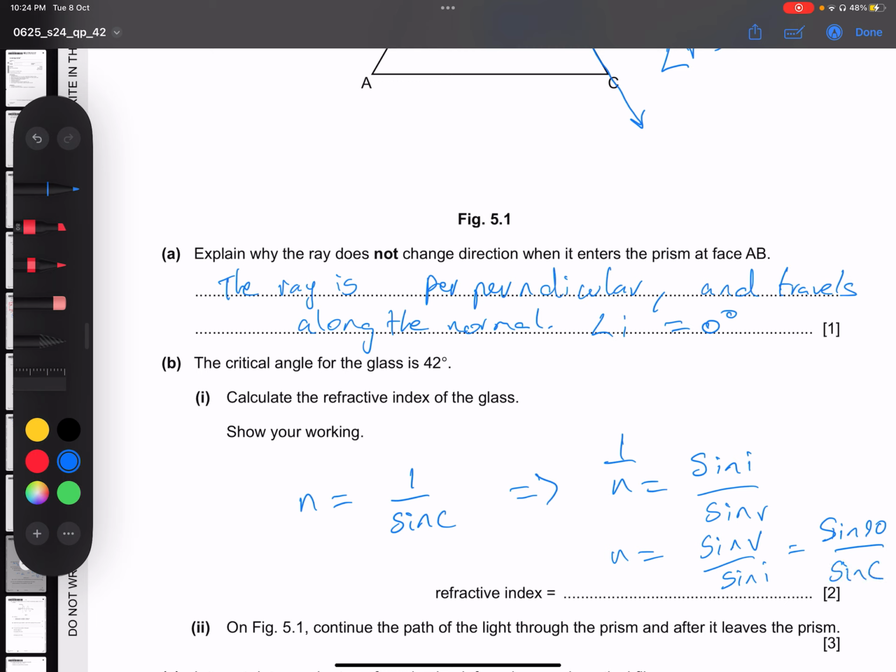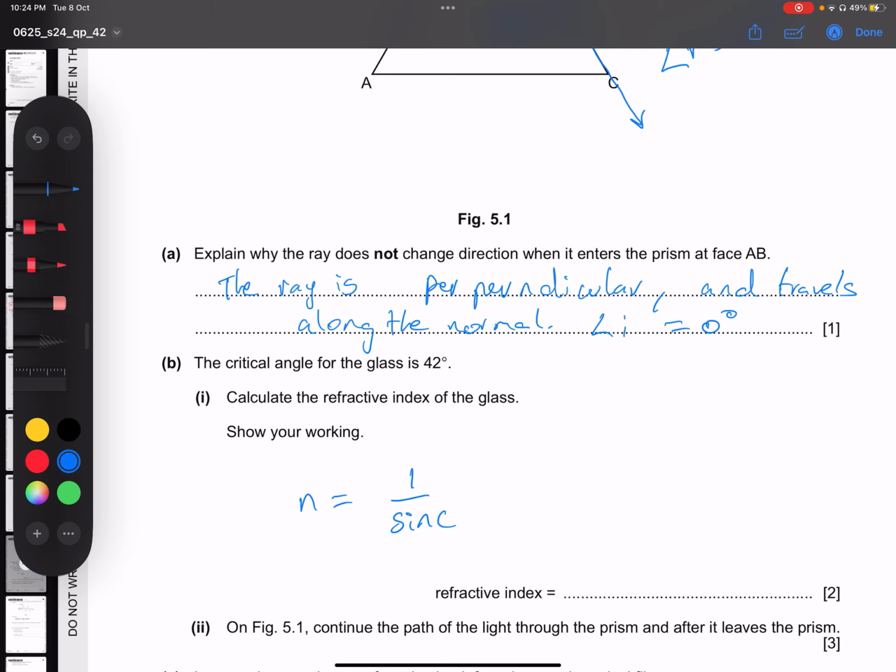So sin 90, we know sin 90 to be 1. So that would just be 1 by sin C is equal to n. So that's how this formula is derived. This is not necessarily needed for the IGCSE exam, but it's good to have a basic understanding of what it says. Okay, I'll just erase that.